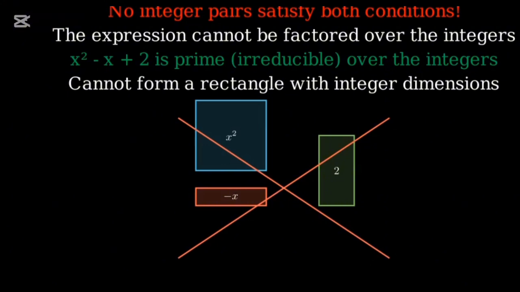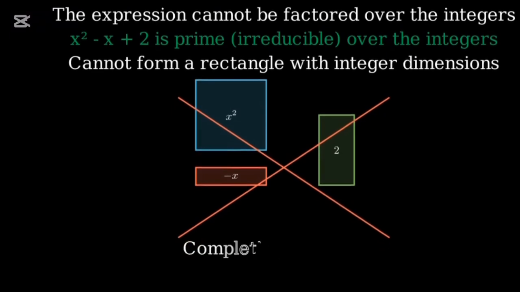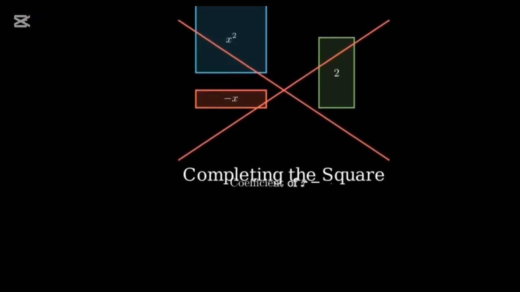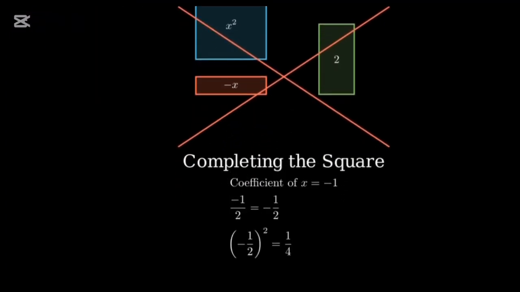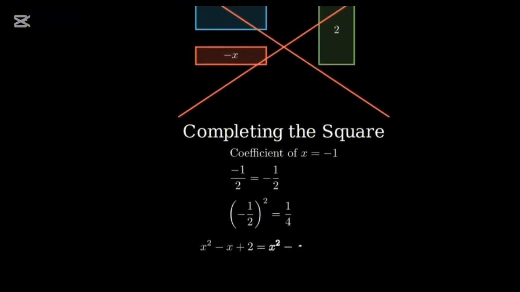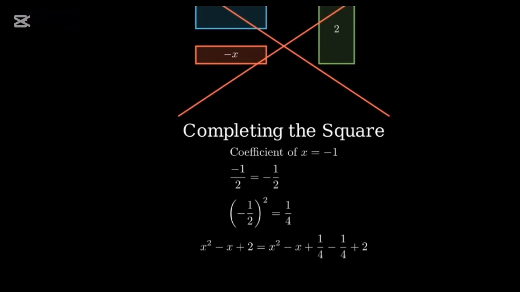Although we can't factor this expression over the integers, we can still rewrite it in a useful form by completing the square. Let's see how that works. First, we take the coefficient of x, which is -1, divide it by 2 to get -1/2, and then square it to get 1/4. We add and subtract this value to our expression.